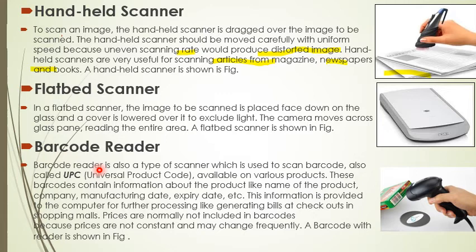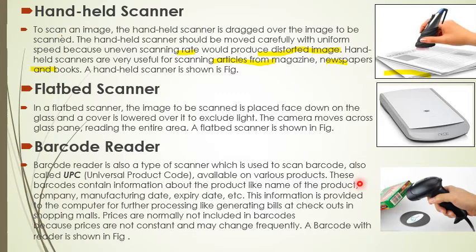Barcodes are basically vertical lines in which some information is stored. If you see here in the image, this is the barcode. While you want to scan that, you need a barcode scanner for that.